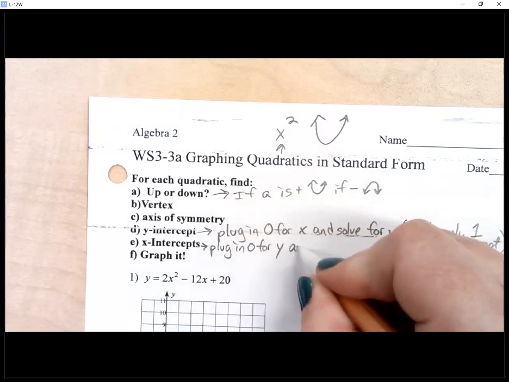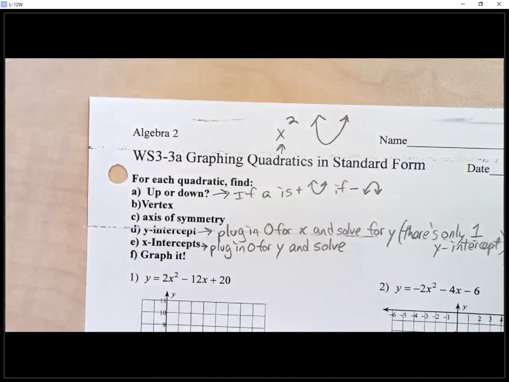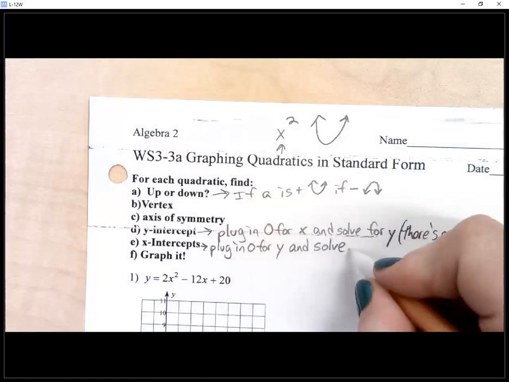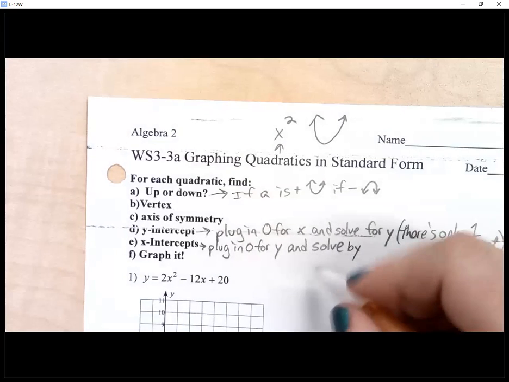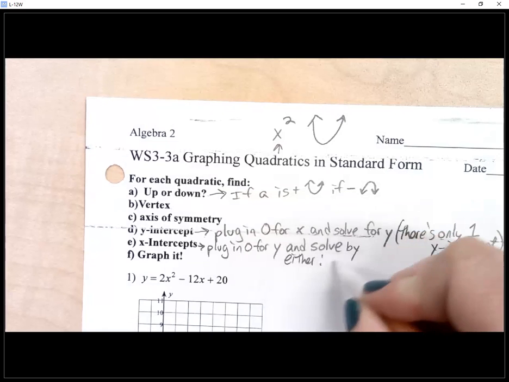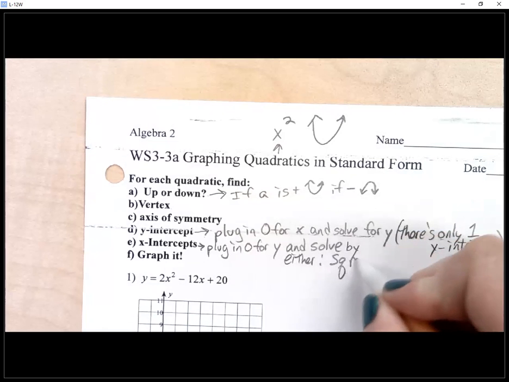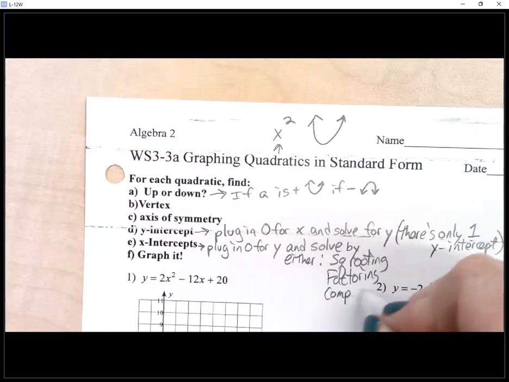And solve. Now, how you solve is up to you. You have 4 different ways: square rooting, factoring, completing the square, quad formula. So I'll say solve by either square rooting, factoring, complete the square, or quad formula.